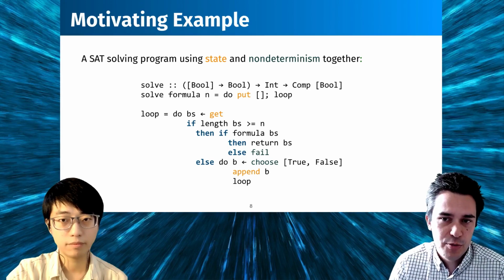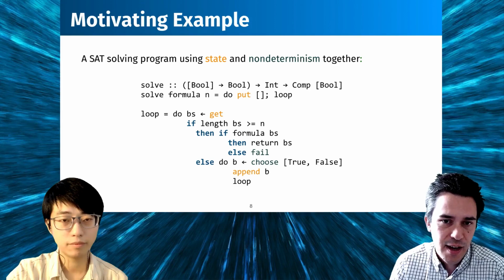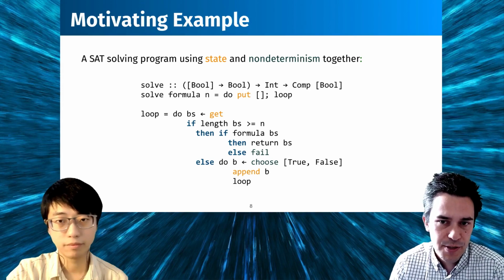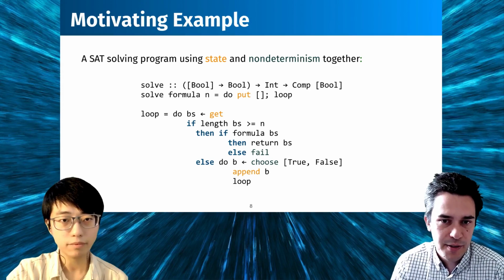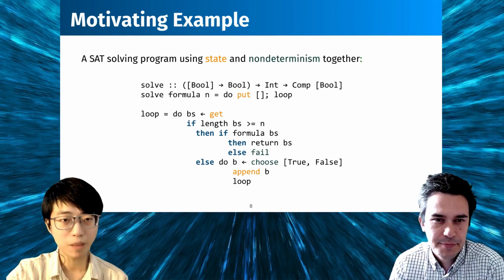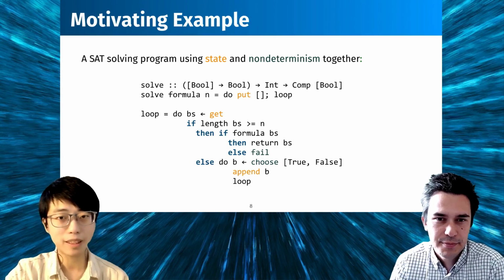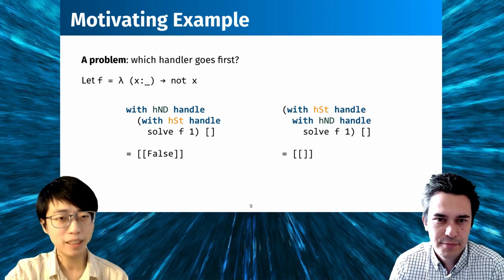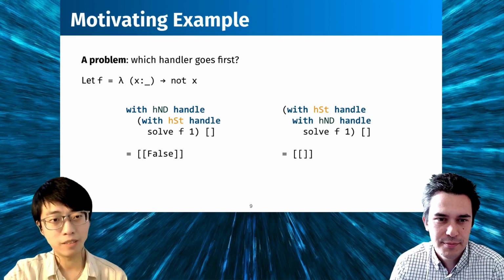The currently selected booleans are stored in the mutable state, and at each step, a boolean, true or false, is picked non-deterministically and appended to the state. Wow, this is cool. But you said you are stuck at this program. What's the problem here? It seems to work very well.